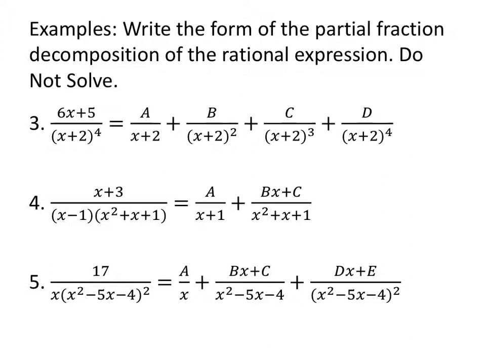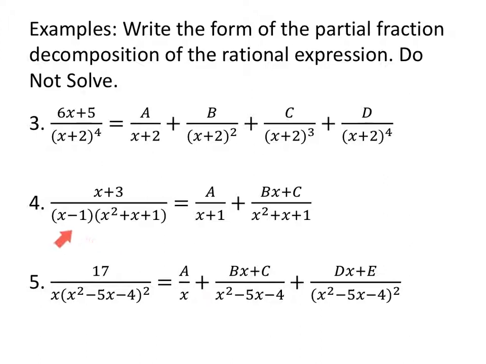A few more examples we're not solving. So if we have (x plus 2) to the fourth, this is a linear factor repeated 4 times. So I have 4 fractions. Notice the (x plus 2) to the first, (x plus 2) squared, (x plus 2) cubed, (x plus 2) to the fourth. And the powers on the outside, they're just repeated linear factors. Because they're linear still, I have a constant in my numerator.